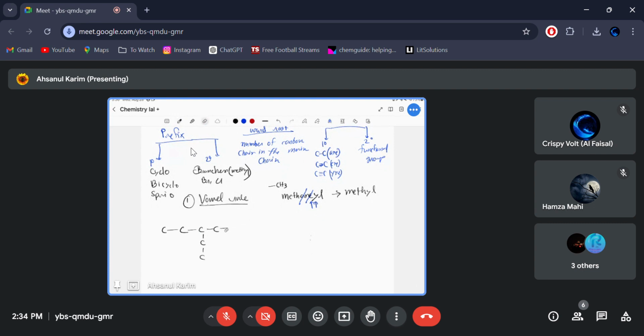Now, what will be the biggest chain? This one, right? This is the biggest chain. And what will be the name of this chain? Let's use the numbering rule: 1, 2, 3, 4, 5. So what will be the name of this chain?